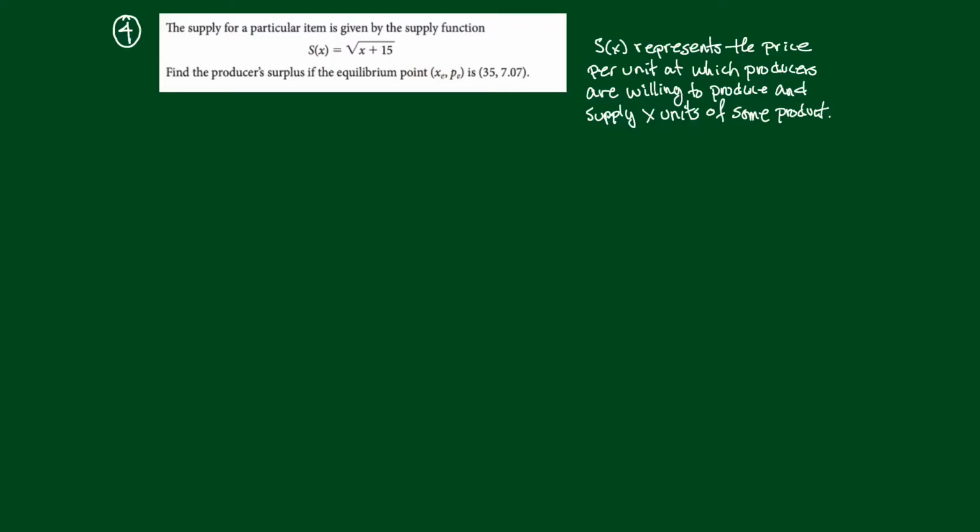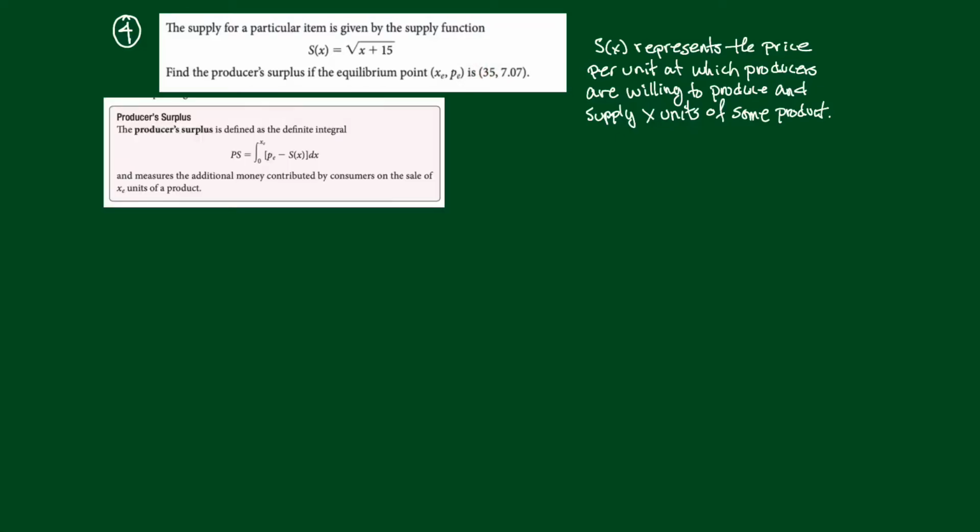So what we've got here is this: if the price per unit is $7.07, this producer is willing to produce and supply 35 units of some product. Now, our supply function is this square root function right here. Now I'm going to draw that square root function over here. This will be x, this will be S. Now x is the number of units a supplier, a manufacturer, is willing to produce and put on the market at this price. Now remember, S is the price.